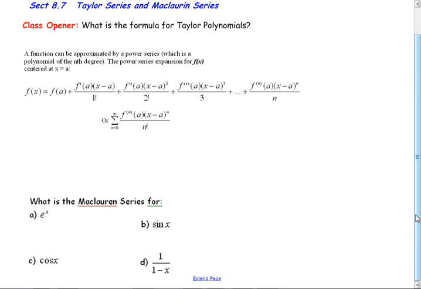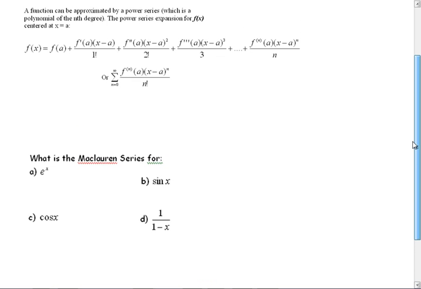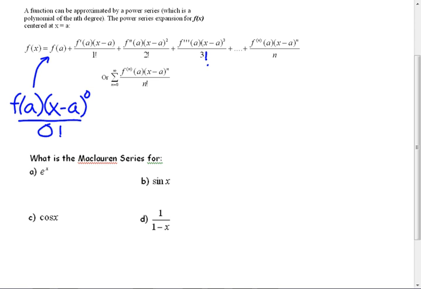You need to know these series. Do you know e to the x? Do I need to write them again? And really, I could have had the first one be f of a, x minus a to the 0 over 0 factorial. So you can see the pattern. Did I forget the factorials? Yes, I did. There it is. Yeah, it should be factorials.